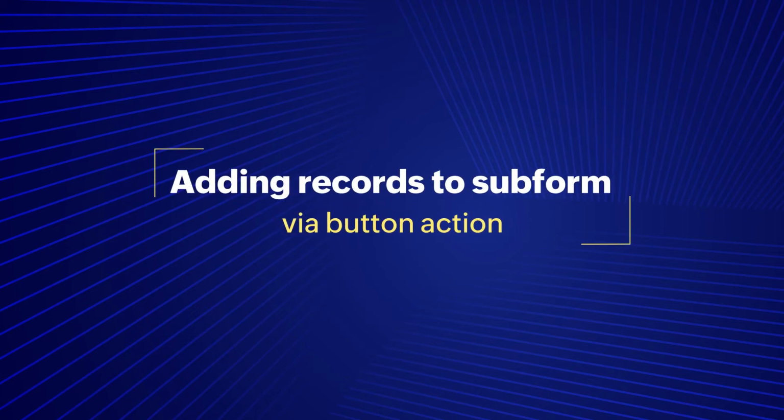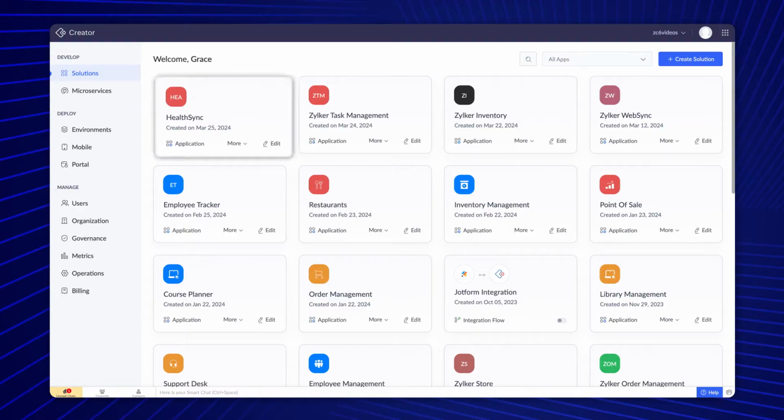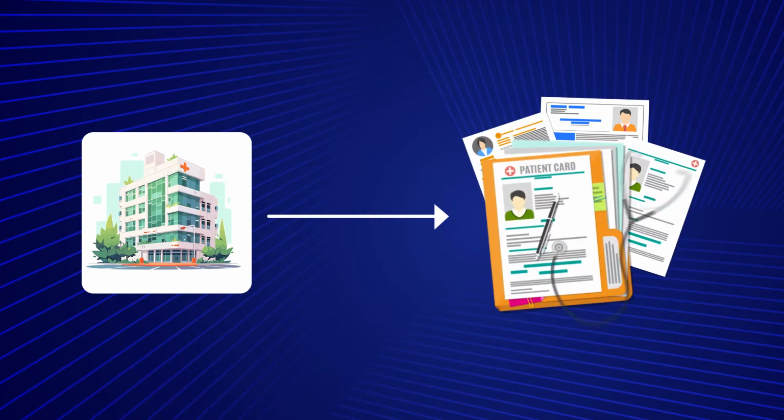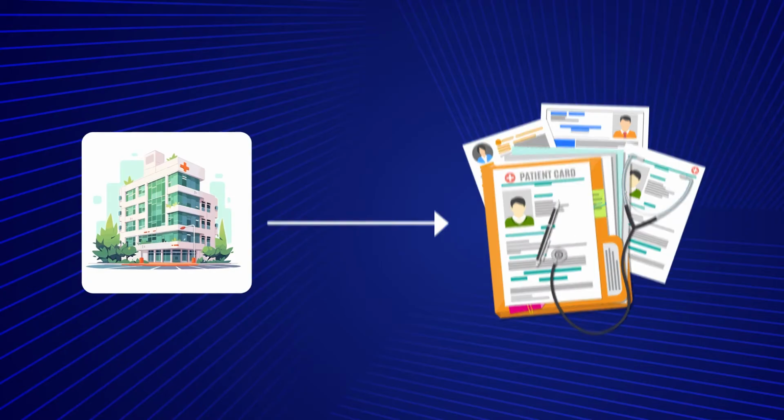In this video, we'll learn how to insert a new subform entry into an existing record on the main form without needing to update the details in the main form. We'll use a sample app to demonstrate this use case. Imagine a scenario where a hospital needs to add new medical records to existing patients for recurring visits without having to edit the main form every time. Let's explore how we can fulfill this requirement.